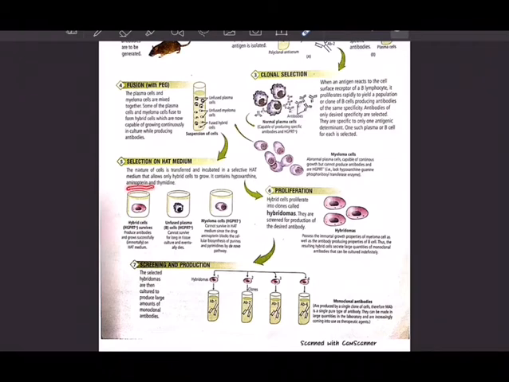And the HAT medium refers to hypoxanthine, H, A for aminopterin, T for thymidine. That's how the HAT. So in that medium, the mixture of cells is incubated. And once that is done, look at that, hybrid cells. Hybrid cells with the HGPRT enzyme survive, produce antibodies and grow successfully on HAT medium. Whereas this is dead, and this is surviving.